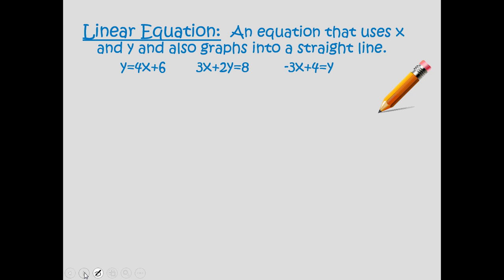Let's take a look at that whole graphing piece. That was another one of our learning targets. So please make sure that you get this part in your notes. A linear equation is an equation that uses x and y and graphs into a straight line. So these are 3 examples of linear equations. Notice that they have x and y. It's not an x squared or a y squared. Each of them have an x and a y. They're all a little bit different.